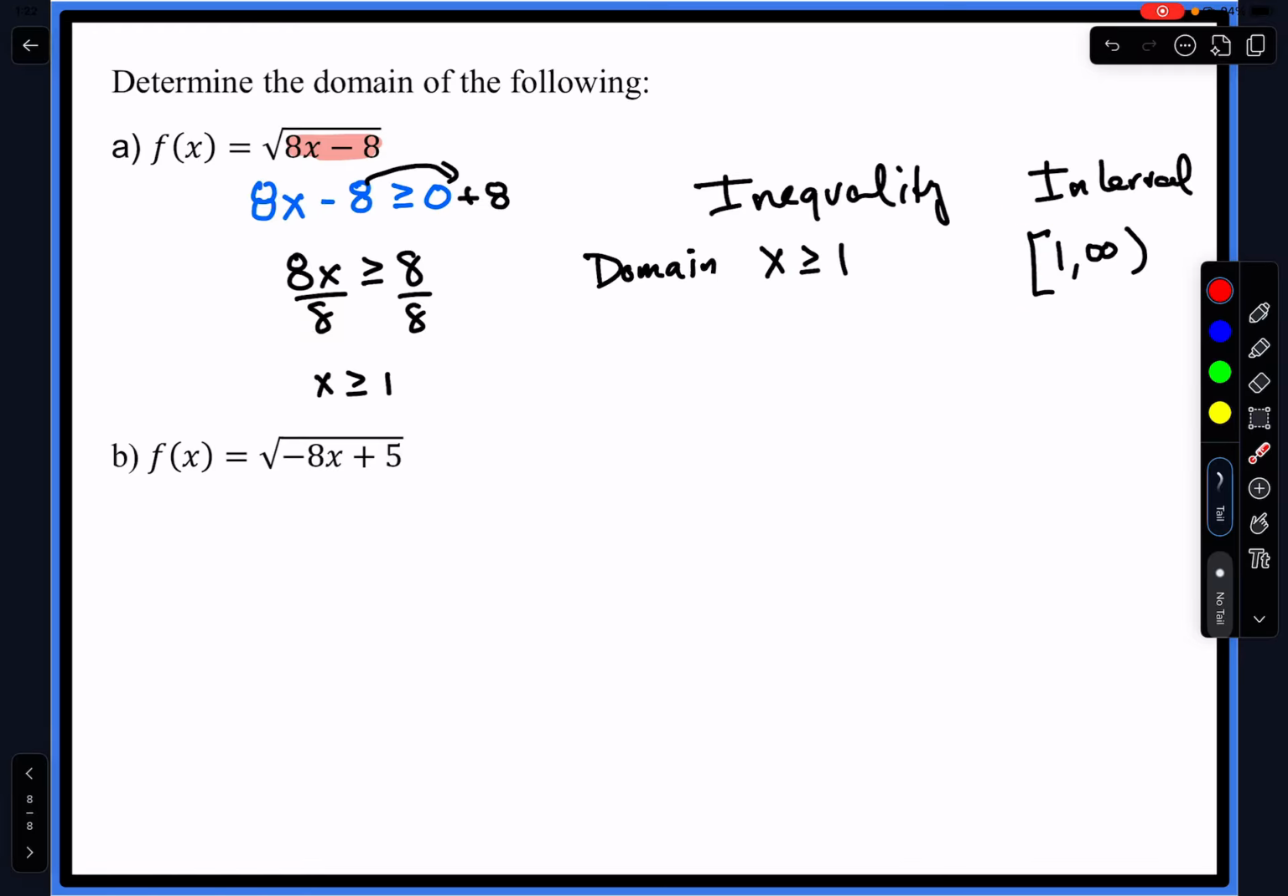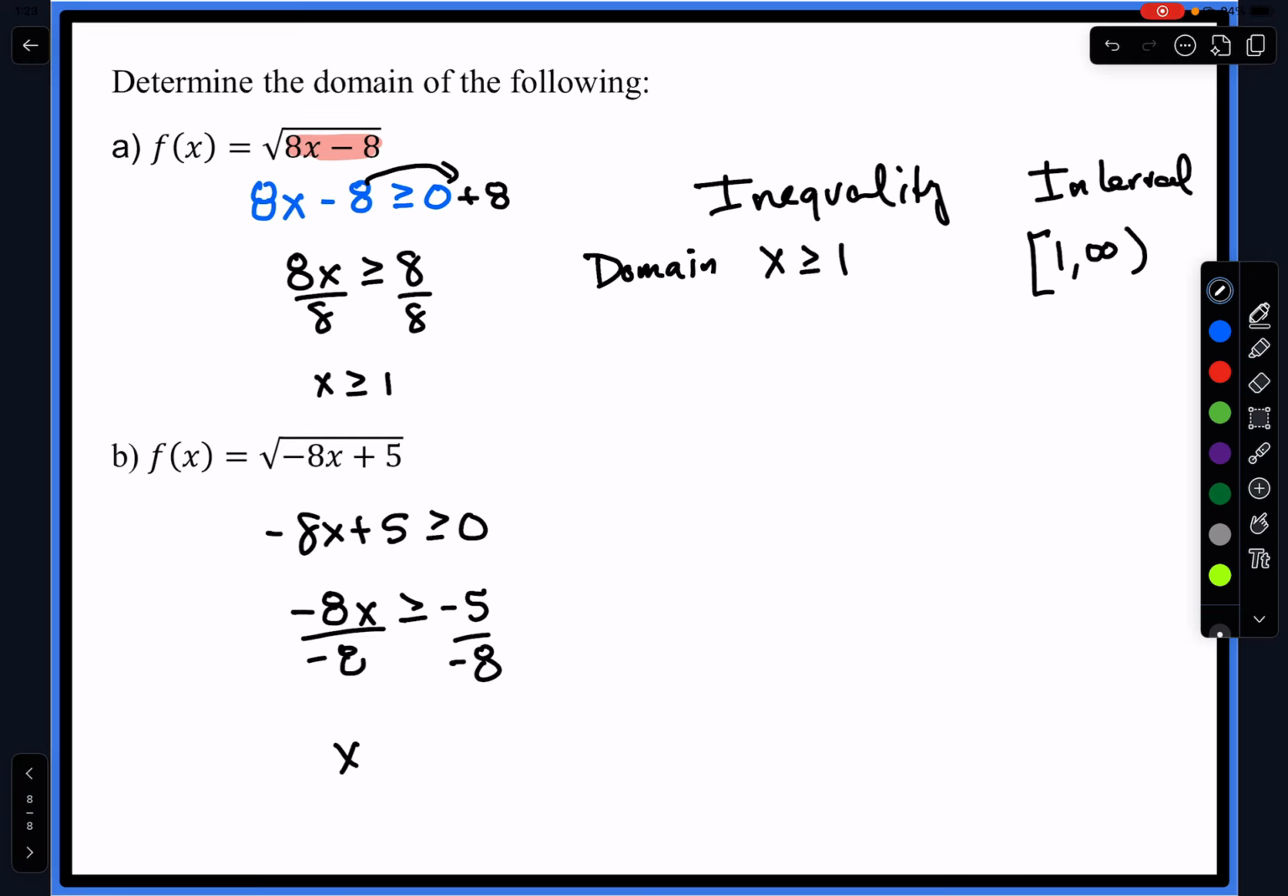Now for the second example, same concept. To identify what values of x we're allowed to use, we're going to get our radicand, but this time we have negative 8x plus 5, but still set it greater than or equal to 0 and then solve this inequality. So negative 8x will be greater than or equal to negative 5, and we're going to divide both sides by negative 8. Now here you have to recall your rules for inequalities because we're dividing by a negative 8. That is going to switch the inequality from a greater than to a less than direction.